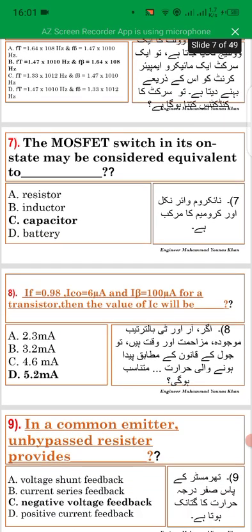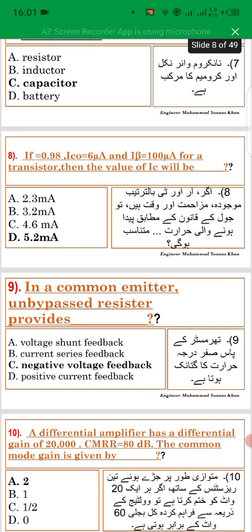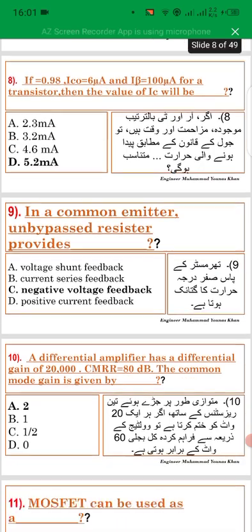The MOSFET switch in its on state may be considered equivalent to a capacitor. If α is 0.98, ICBO is 6 microamperes and IB is equal to 100 microamperes for a transistor, then the value of IC will be 5.2 milliamperes.